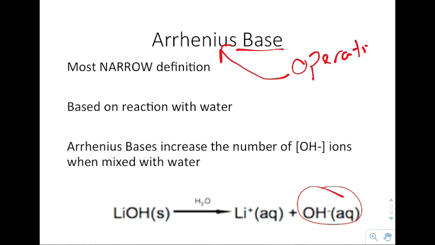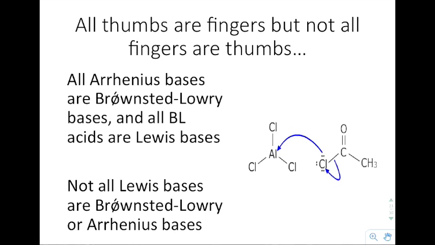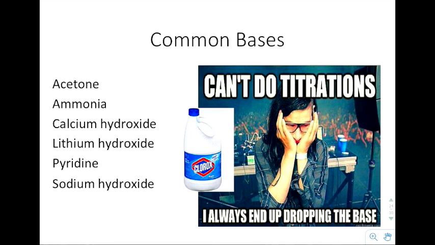So unless we say Lewis or Bronsted-Lowry, if I just say base, think of it in terms of the Arrhenius base. The whole idea of all thumbs are fingers, but not all fingers are thumbs, comes up again. If you have a Lewis base, that does not necessarily mean that it's an Arrhenius base. If you have an Arrhenius base, that does mean that it's a Bronsted-Lowry base.